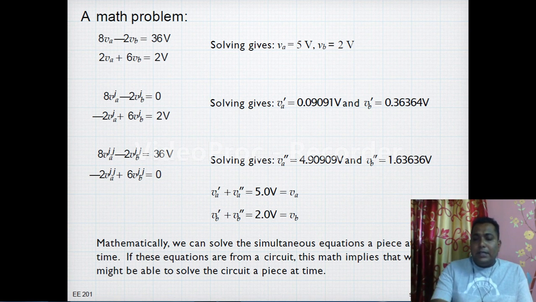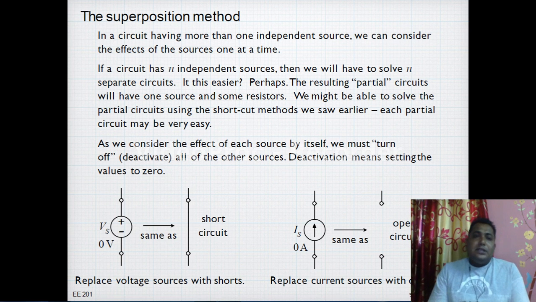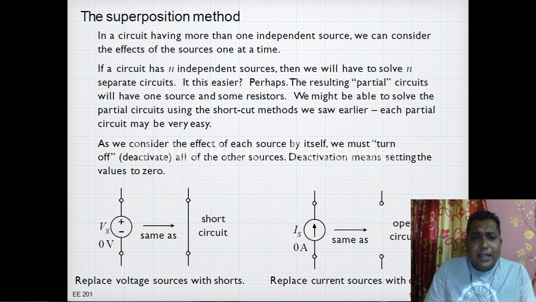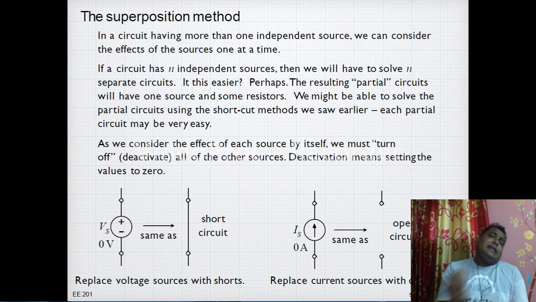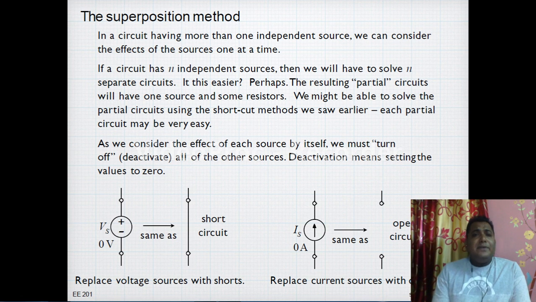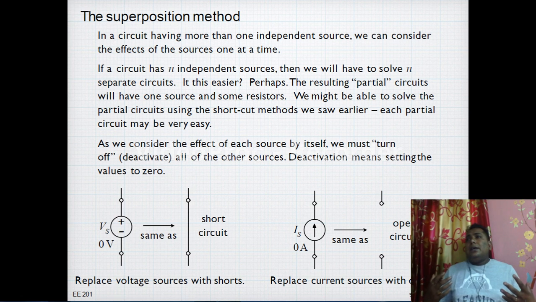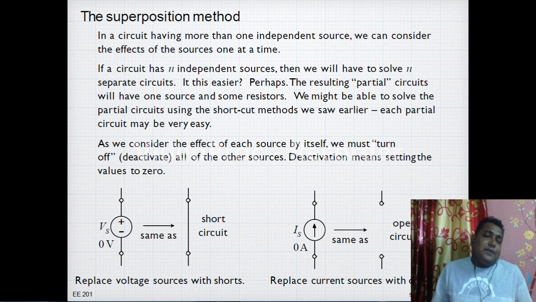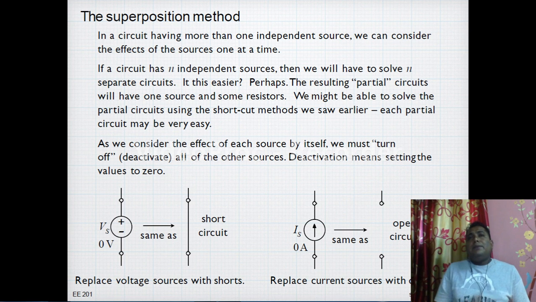So let us come to the next slide. Okay, the superposition theorem. Just giving you a brief idea. I'm reading what is written here, and then discussing a little bit what it is. In a circuit having more than one independent source, we can consider the effects of the sources one at a time. I have already told you the condition for applying the superposition theorem. The main thing is that the circuit should have at least two sources, maybe voltage, maybe current.